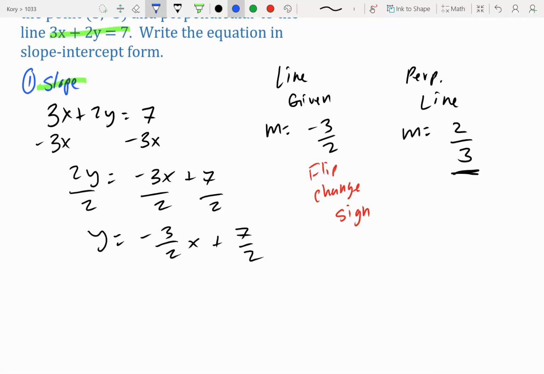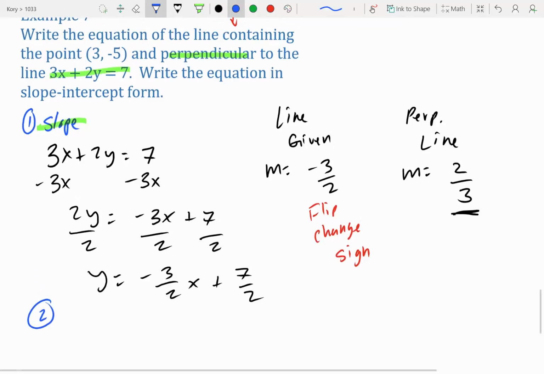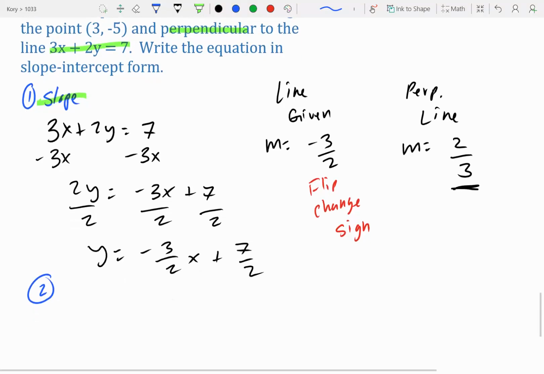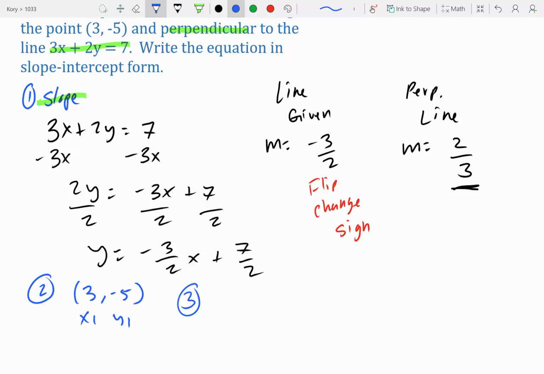Our second step is to still pick a point. They only give us 1 point, so that's the one we're going to pick, which is 3, negative 5. And we label that x1, y1. Our third step is to use point slope form, which is y minus y1 equals m times x minus x1. So we have y minus negative 5 equals m, which is 2 over 3, times x minus x1, which is 3.